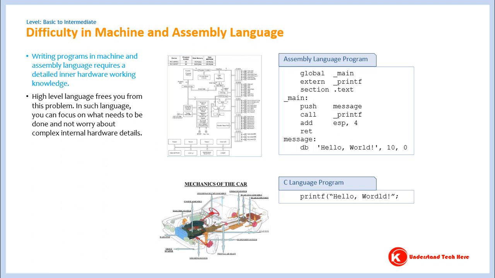For the same reasons, assembly along with machine language are also called low-level programming languages. High-level programming language frees you from this problem. In such languages, you can focus on what needs to be done and not worry about complex internal hardware details.